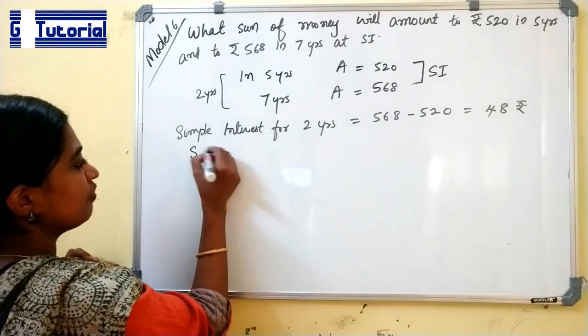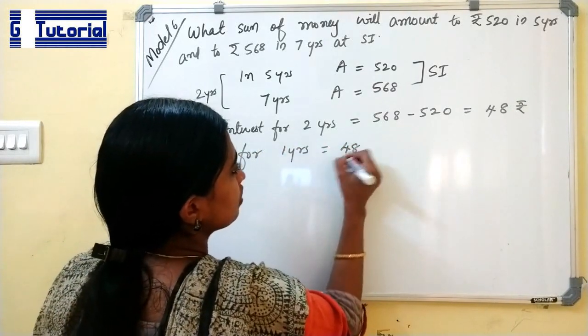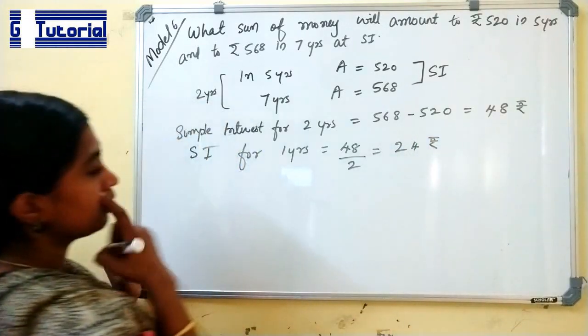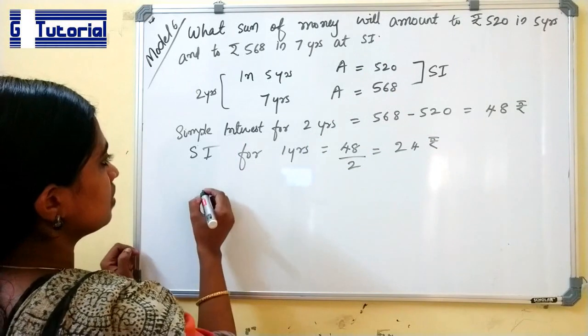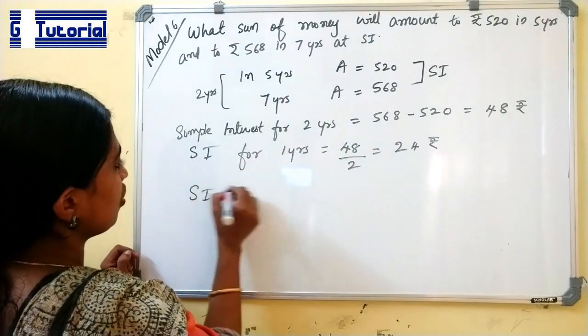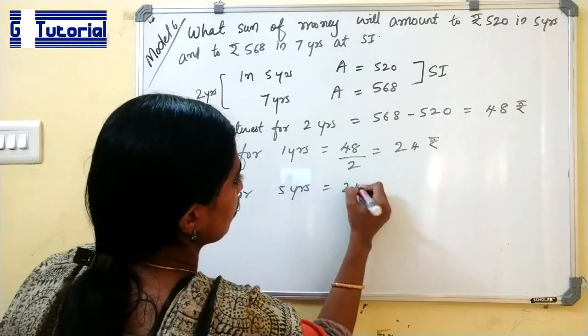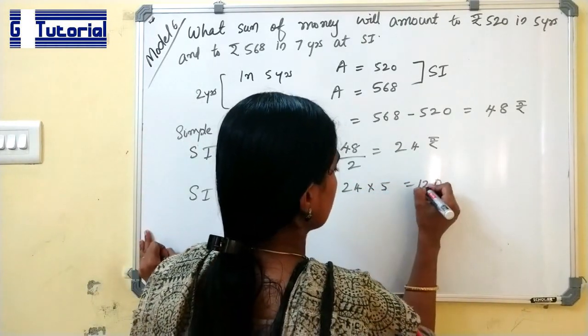Then the SI for 1 year is 48 by 2, which is 24 rupees. So, we are given amount in 5 years. So, SI for 5 years will be 24 into 5, 120 rupees.